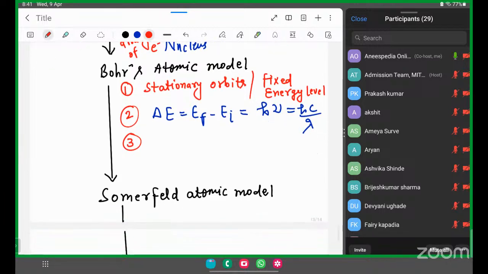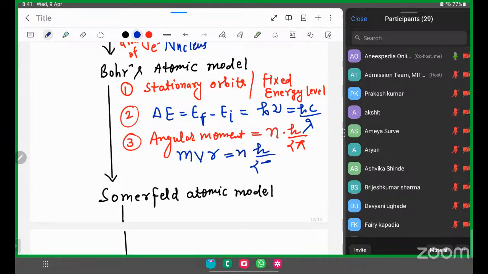The postulate is that any electron can be in any particular circular orbit if and only if its angular momentum is an integral multiple of h upon 2 pi. That is, it has to be n into h upon 2 pi, and the angular momentum of the electron is given by mass of the electron into speed of the electron into radius of the circular orbit r, which equals n h upon 2 pi.